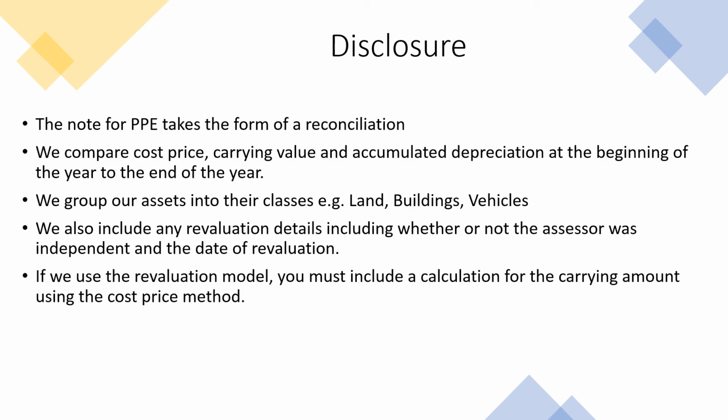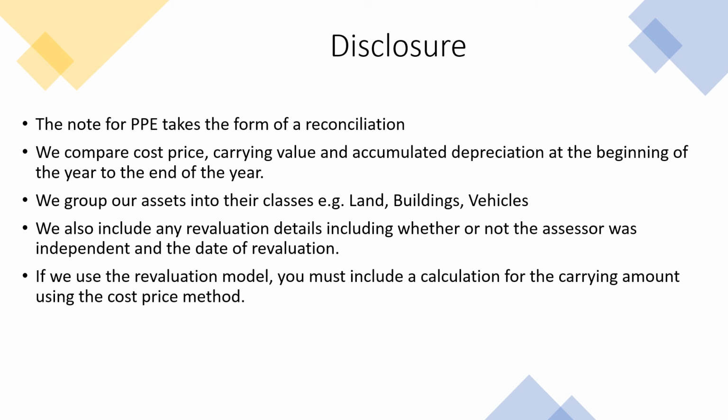So now that you've done all your calculations, you're required to disclose all the information for the users of the financial statements. We do this in a note which takes the form of a reconciliation. We compare the cost price, carrying value, and accumulated depreciation at the beginning of the year to that at the end of the year. We also group our assets into their classes, for example, land together, buildings together, and vehicles together, each in their own column.